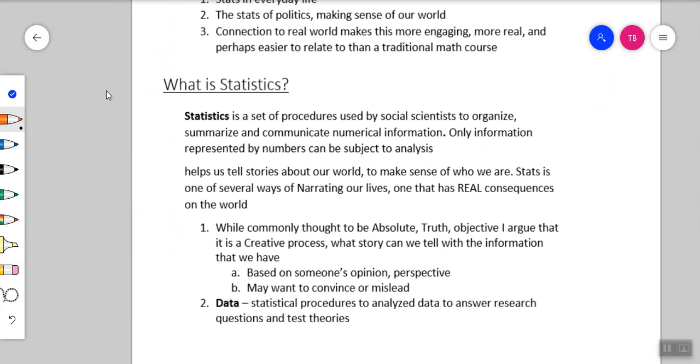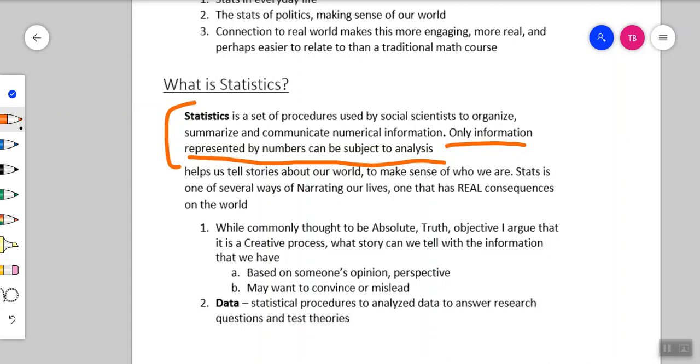So we go a little bit further. What is statistics? Statistics officially, the term we get from the textbook, is a set of procedures used by social scientists to organize, summarize, and communicate numerical information. One of the main things to remember is that only information represented by numbers can be subject to analysis. So statistics is a type of language, a way of telling a story about ourselves and society that has to be something numerical, something we could quantify.